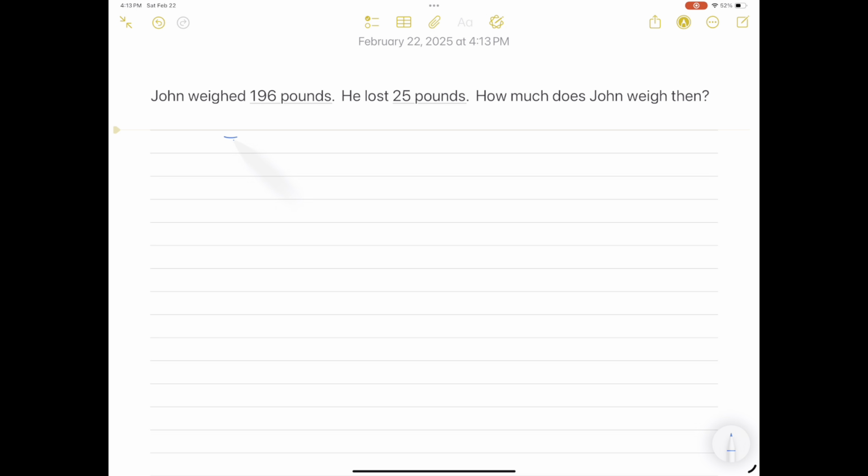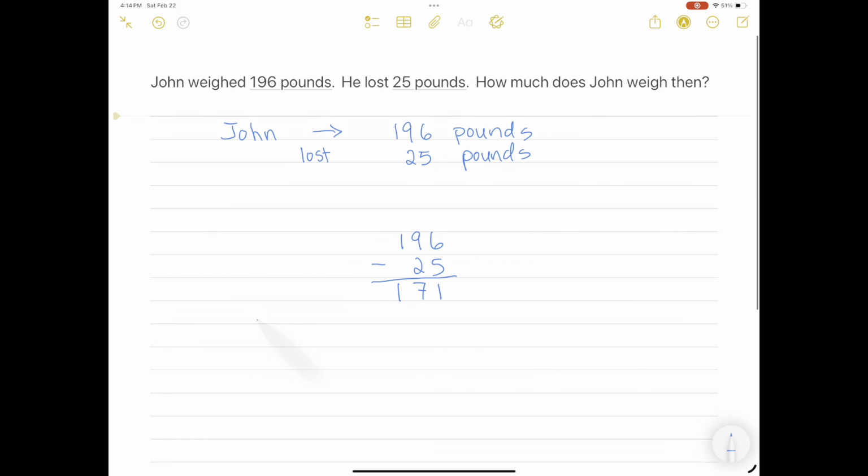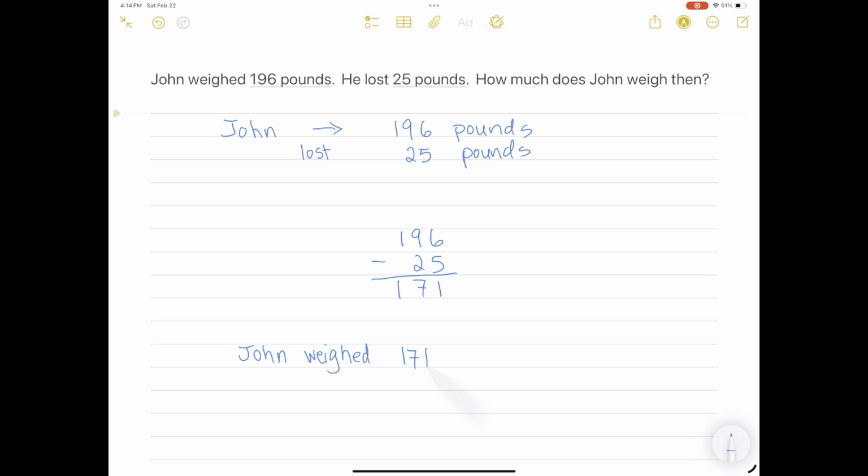John weighed 196 pounds. He lost 25 pounds. How much does John weigh then? So we start by organizing ourselves by writing down the facts of the problem. John weighed 196 pounds. He lost 25 pounds, so this will be a subtraction problem. 196 minus 25, which equals 171. So John weighs 171 pounds. We write out the answer and box the answer.